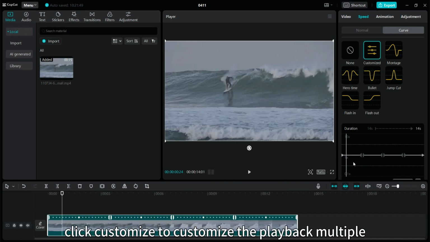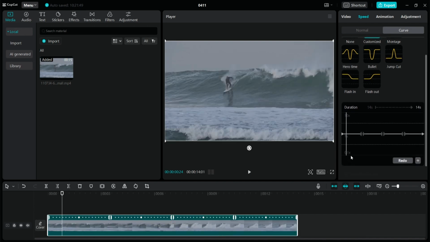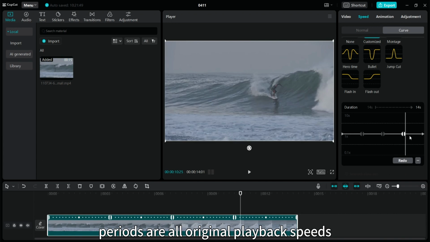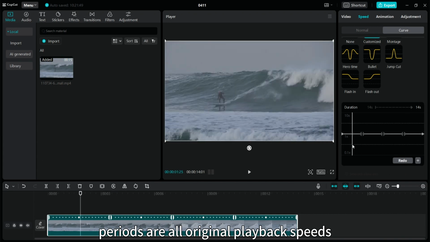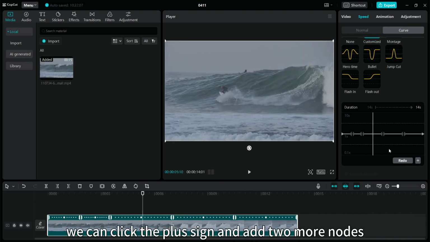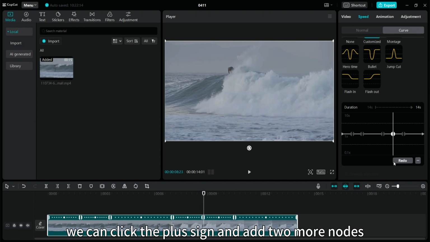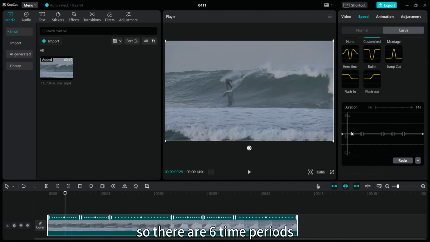Click Customize to customize the playback multiple. There are initially 3 nodes here, divided into 4 time periods. These 4 time periods are all original playback speeds. We can click the plus sign and add 2 more nodes. So there are 6 time periods.